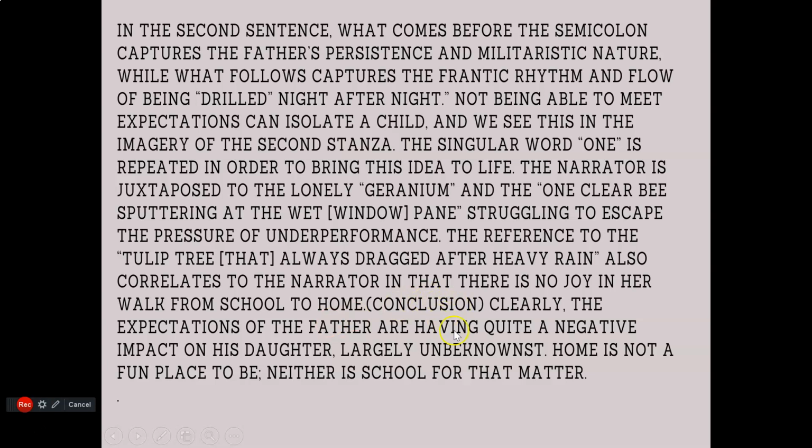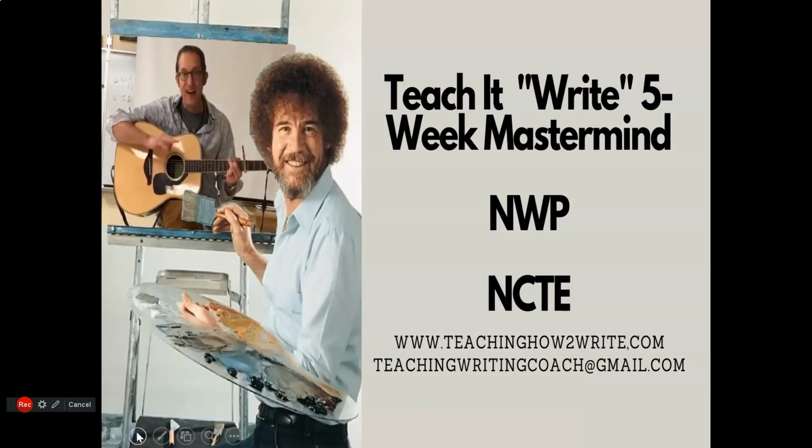Now we're at the conclusion. Echo that thesis, go back to the prompt, full circle. Clearly, the expectations of the father are having quite a negative impact on his daughter. Largely unbeknownst, home is not a fun place to be, neither is school for that matter. So again, ten to twelve sentences, keep those promises, tie the ribbon around the trunk, and then just go in order, right? Go in order of how you promised it. So that's the end of this particular lesson on line of reasoning.